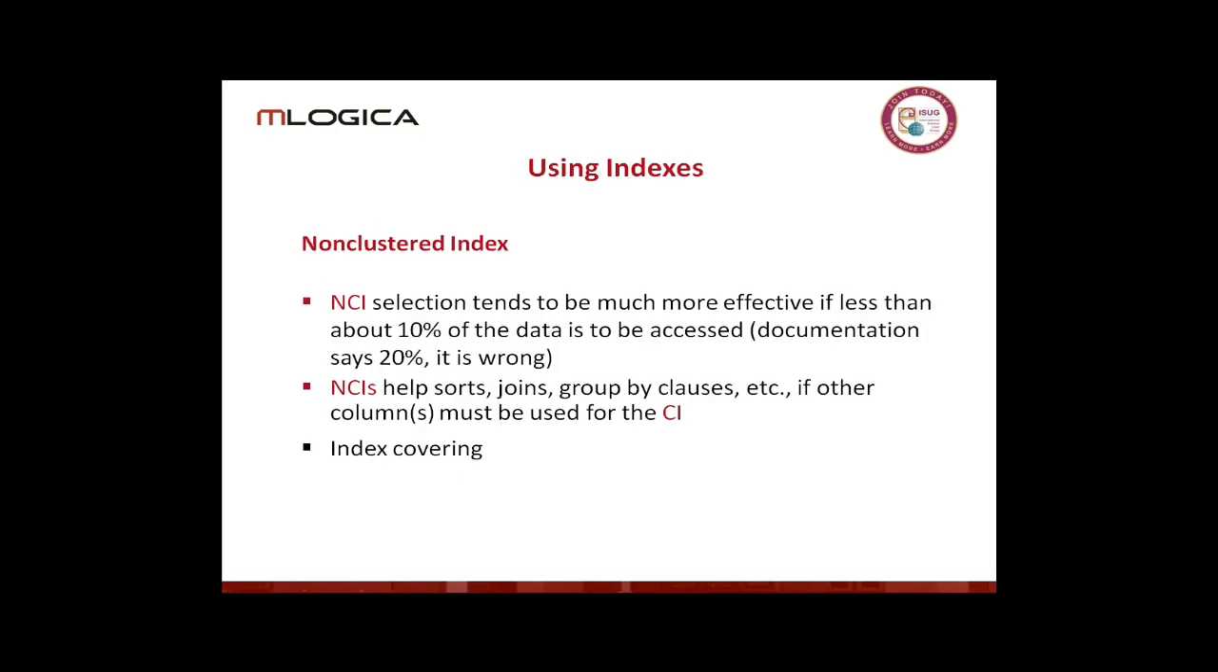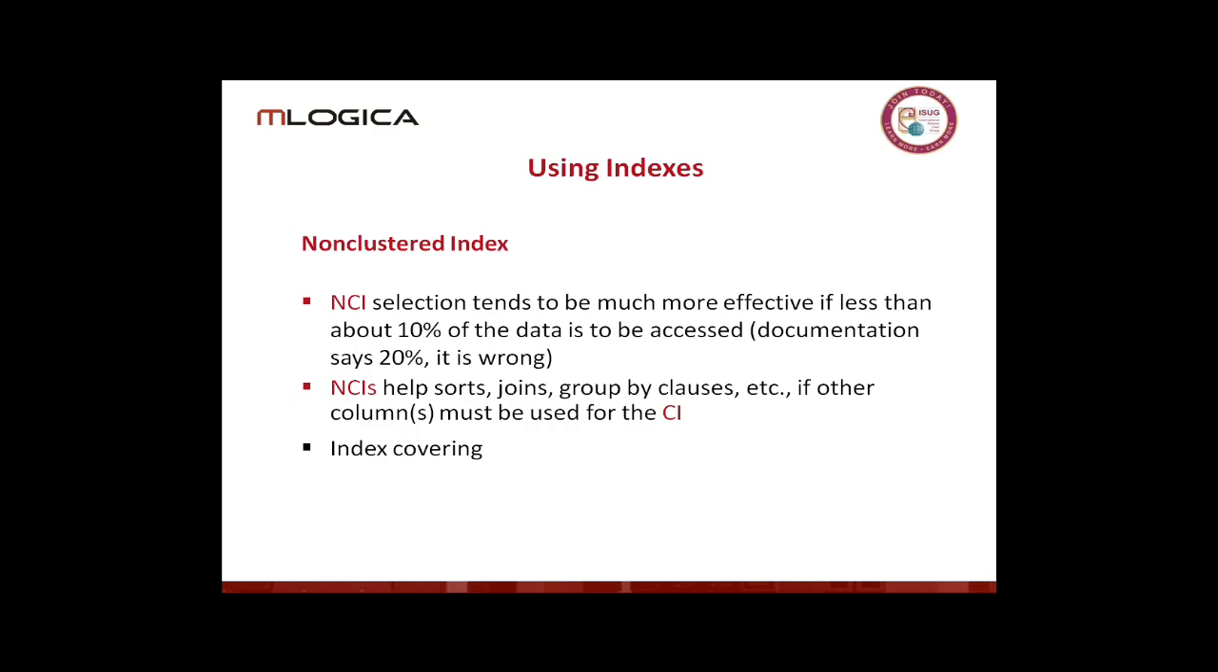For the non-clustered, if we're going after a small percentage of data, and here it says less than 10%, the documentation says 20%, and has for a very long time. The documentation is a bit off. For non-clustered indexes, in fact, the number is frequently closer to 2%. We'll do the math on that in a little bit. Non-clustered indexes will help sorts, joins, group bys, etc.